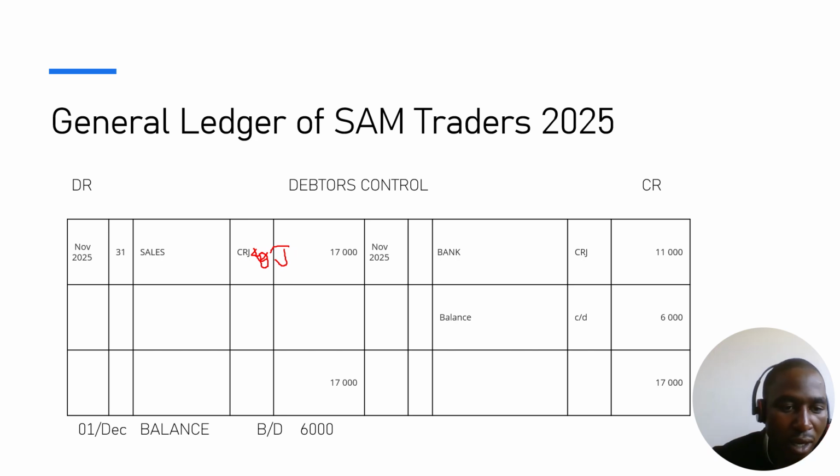But we are not done. We also need to see if we say the people that we sold to on credit minus those people that paid us, how much is remaining on our debtors control? How much people owe us? Then we'll say 17,000 minus 11,000, it will give us 6,000, and we'll write that as balance brought down for next month, the amount that will be on our debtors control for next month. Now we are not done.